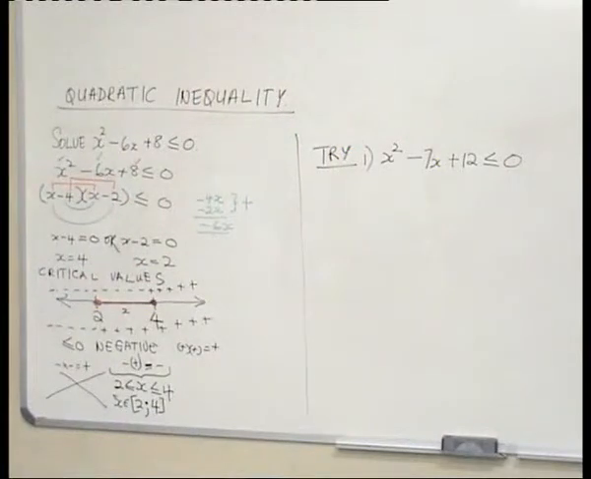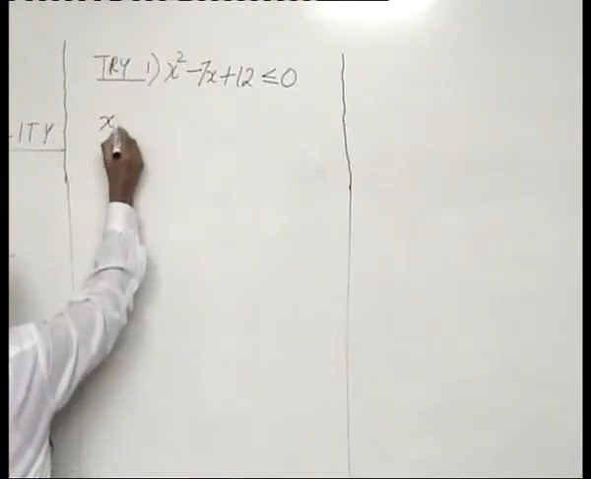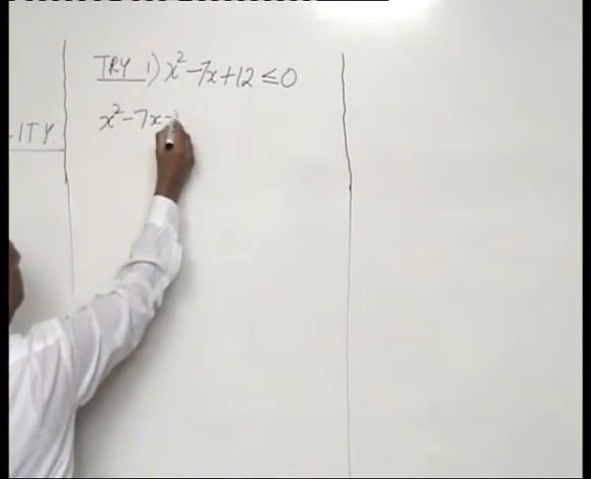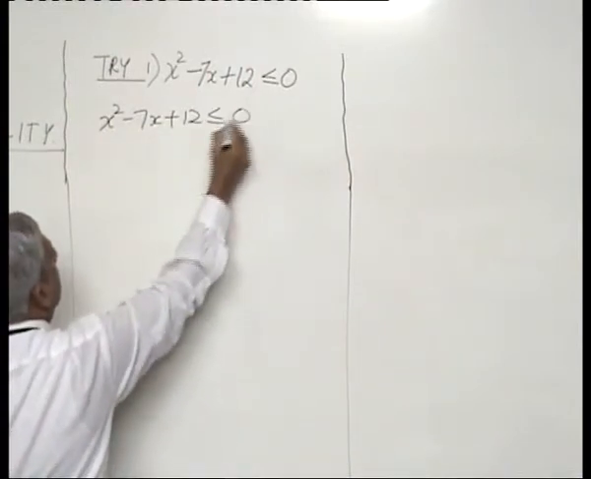Right, so you must also learn time management. To do this example, it should take you about 3 minutes maximum. Alright, try it. Try to factorize it. X squared minus 7x plus 12 is less than or equal to 0.